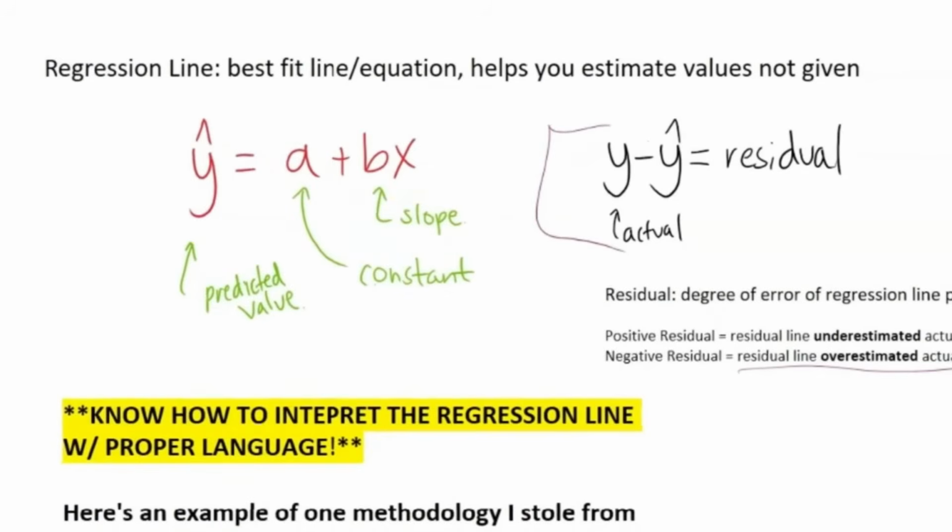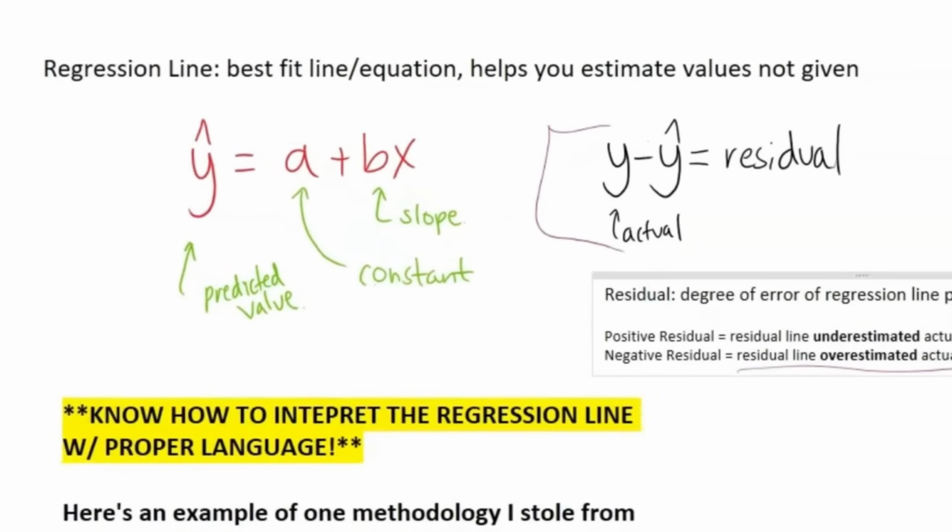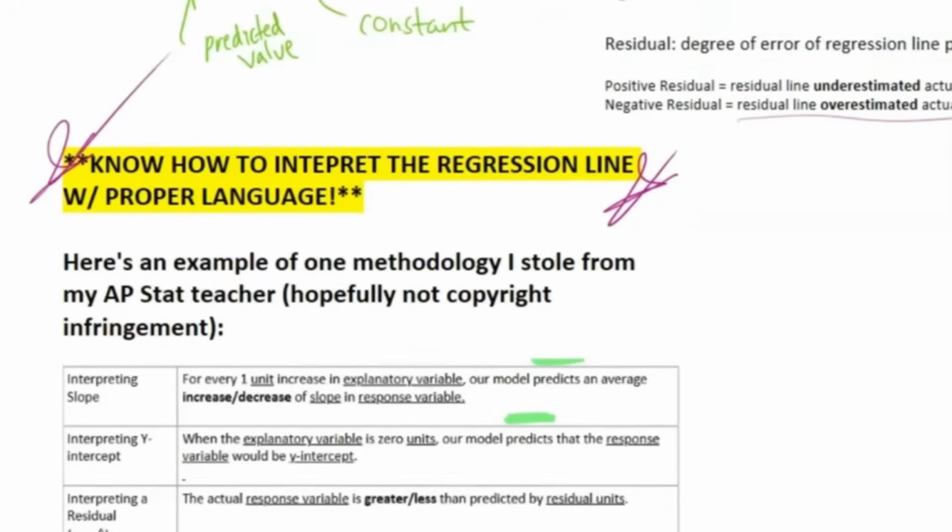All right, so the important thing with regression lines is that, yes, you are going to be calculating and extrapolating some values, but the big part is interpreting the regression line with proper language. This is super important. It's probably what's going to be tested on the AP, maybe on your midterm.